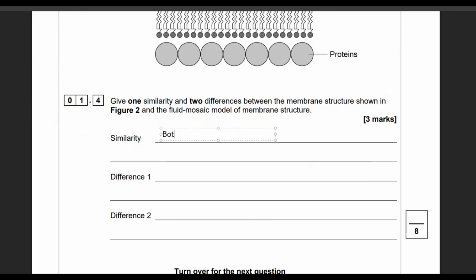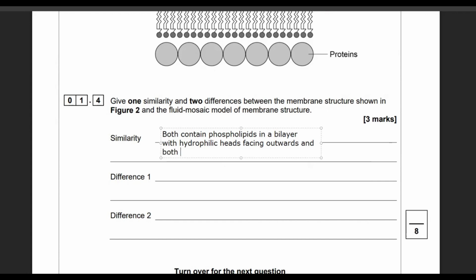So what's the similarity? What do they both contain? Well, they both contain phospholipids. And in fact, if we go a little bit more detailed, they both have a phospholipid bilayer, 2 layers of phospholipids. And also what is the same is that the hydrophilic heads face outwards of the cell and to the inside of the cell, so towards the tissue fluid and then towards the cytoplasm because they're hydrophilic. And the hydrophobic tails face towards each other, away from the inside of the cell and away from the outside of the cell because they're hydrophobic. They hate water. So that's the similarity.